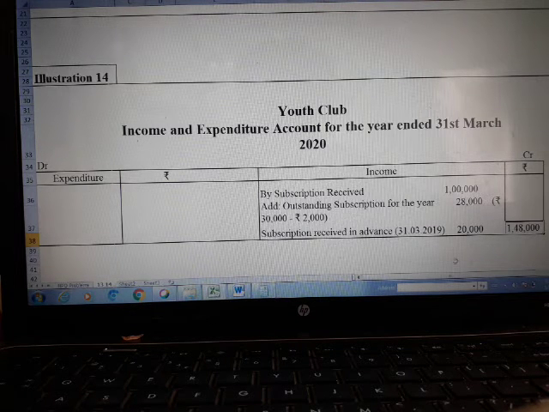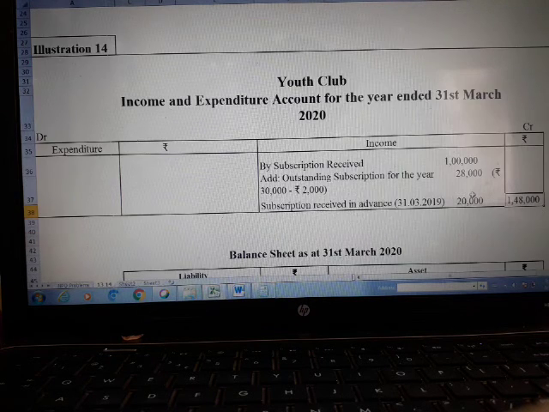So total subscription for the current year 2019-20, that is 1st April of 2019 till 31st of March 2020, is 1,48,000, taking into account all the adjustments. Now final accounts I need to show it. That means the balance sheet I have to prepare. Able to understand? So the balance sheet I am just moving upon.